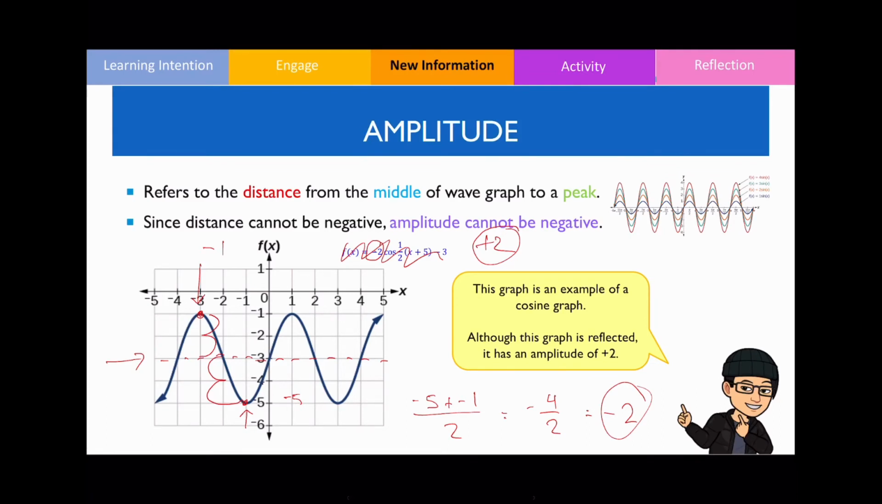So the only thing I really want to emphasize on this page is that in this case, because I've given you a negative value, just make sure that even if there is a reflection, amplitude must always be represented as a positive value.